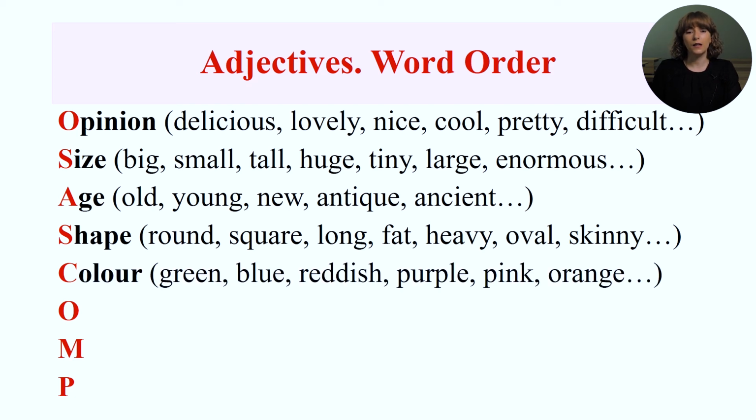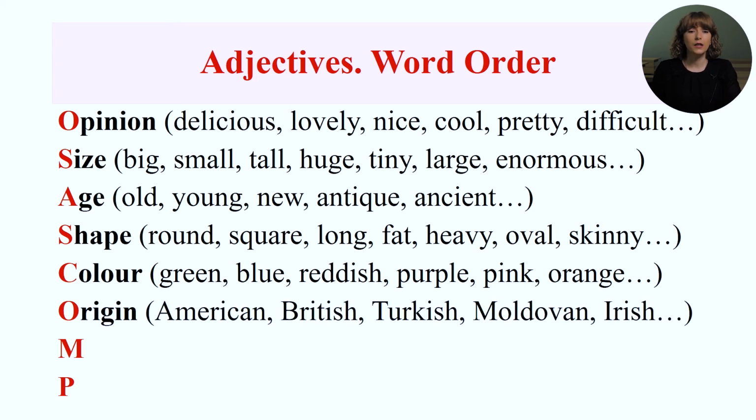Color. The color or approximate color of something. Examples: green, blue, reddish, purple, pink, orange, red, black, white. Origin tells us where something is from or was created. Some examples of adjectives referring to origin are American, British, Indian, Turkish, Moldovan, Irish.